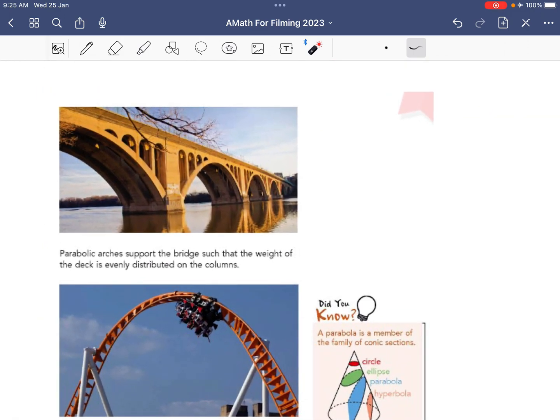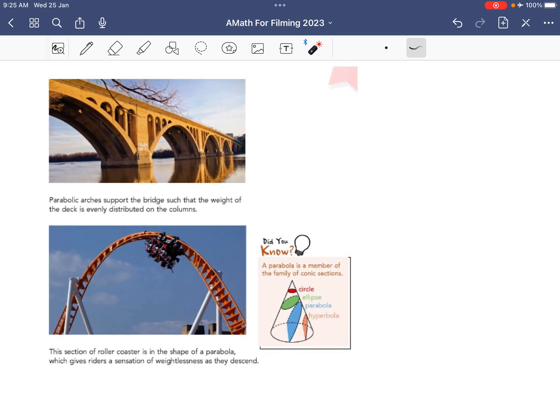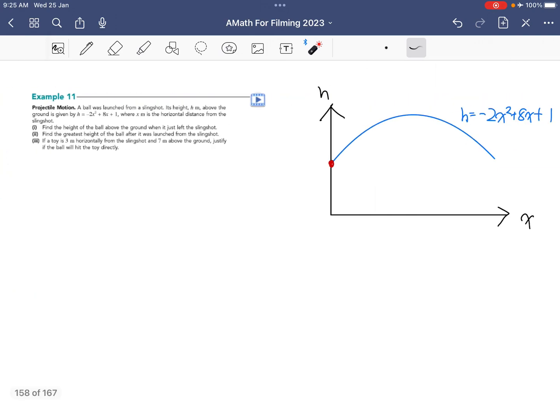Similarly, if you look at bridges, many bridges have this shape, whereby this is a quadratic equation. Or if you've been to Universal Studios or any other amusement park, you'll notice that the shape of the roller coaster itself also follows the path of a quadratic equation. So today for this section, we're going to talk about how we can apply mathematics, and these quadratic equations, in real life itself.